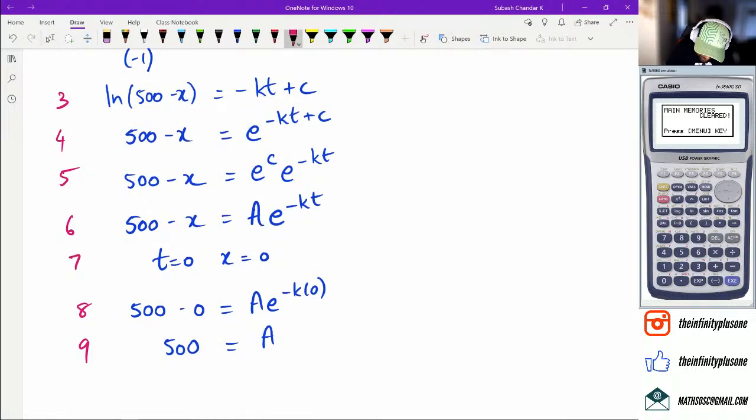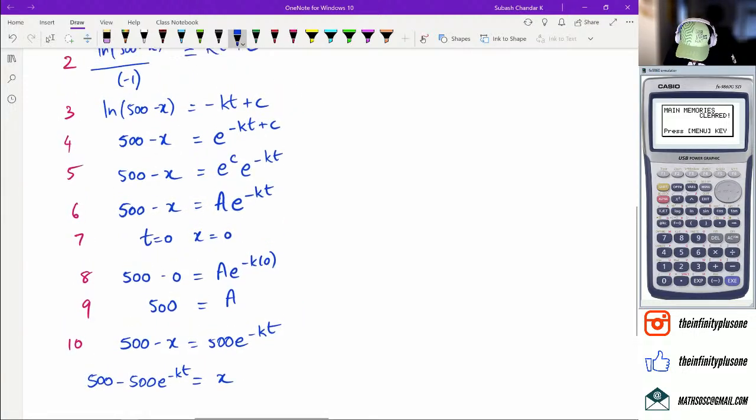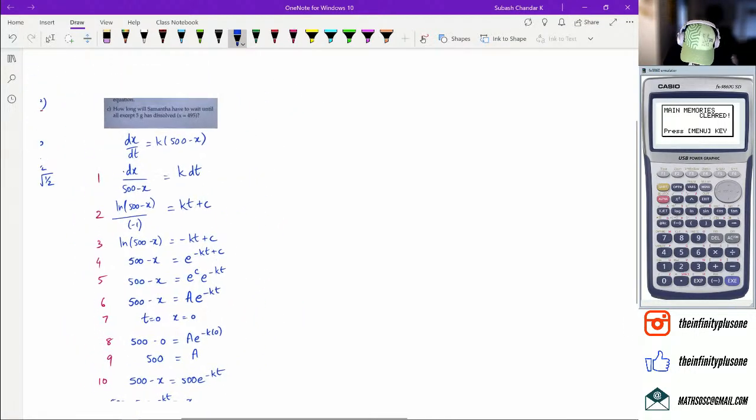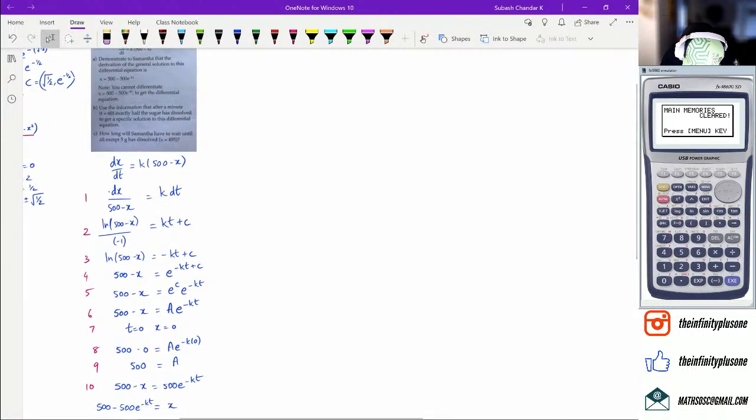So once we get that, we can now write our equation, because we're going to get 500 minus x equals 500 e of negative kt. And if we rearrange this, we're going to get x is equal to 500 minus 500 e negative kt. And I believe that's what the question actually said at the top there.